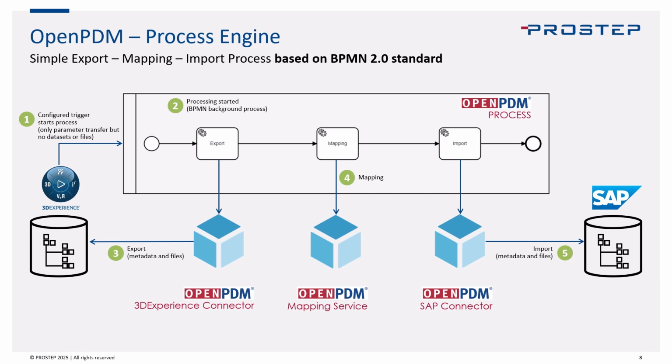It'll then use a connector to export the data and the files. It'll then use the mapping service to do the mapping, and then do the import with the other connector to import the data. And all the logs and protocol of the process are then contained within the process server.